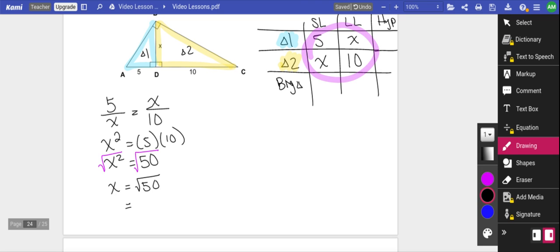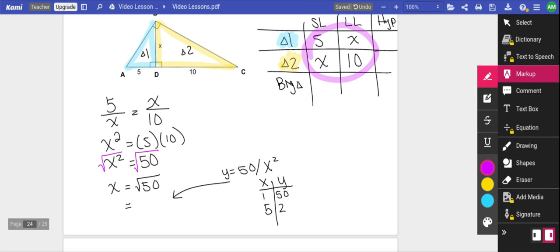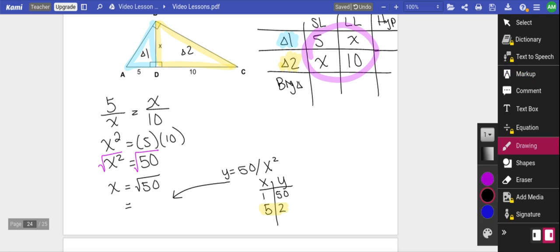So in my calculator, I would type Y equals 50 divided by X squared. Then I see my table. When I look at my table, I see 1 and 50. And then if I look to the next whole number, I see 5 and 2. There are no other whole numbers in that table. So that means that 5 radical 2 is in simplest radical form.